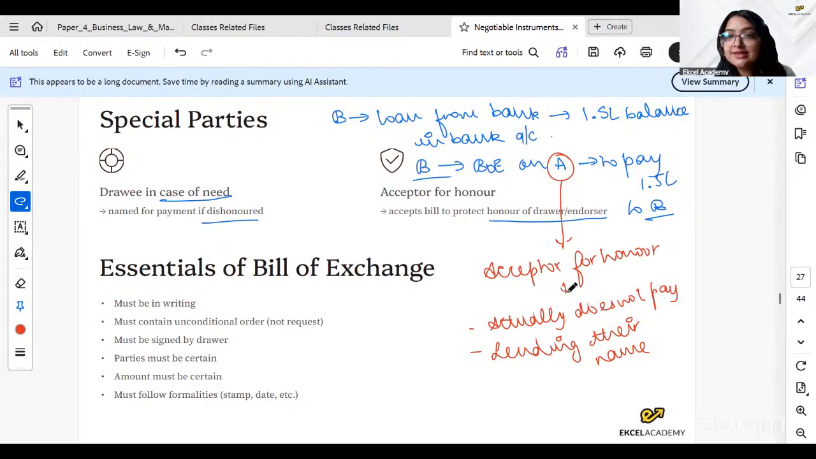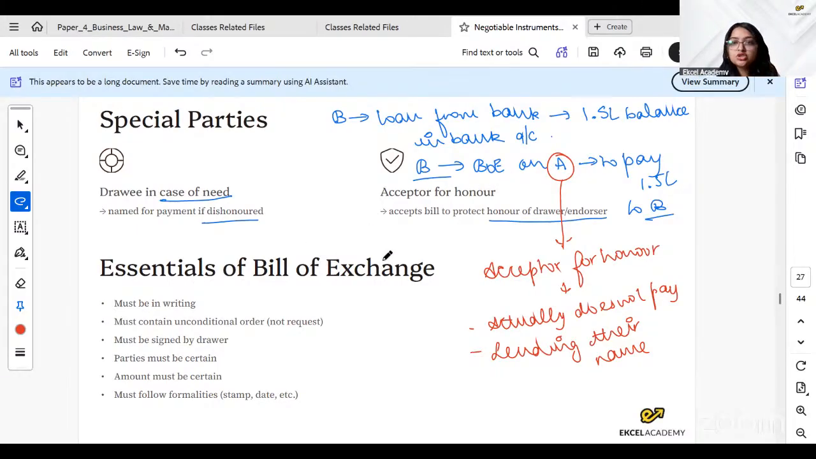So an acceptor of honor is someone who accepts the bill. We understood in the beginning itself that a bill of exchange requires your acceptance. So A accepts this bill, saying he will pay rupees 1.5 lakh to B on a specific date. Why? To protect the honor of B.